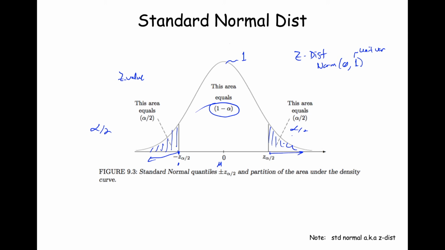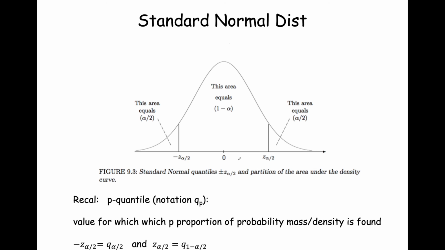And so here, these z values represent quantiles associated with the amount of probability mass that we have integrating to the left and the right on the tails. And it's not just always the tails. You can have other z values closer into the interior. All right. So recall the p-quantile. The p-quantile had a notation q sub p. And this is the value, i.e. member of the support set, the value over which the distribution is defined. This p-quantile, q sub p, is the value for which a proportion p of the probability mass or density is found.